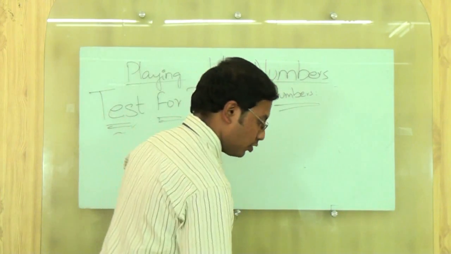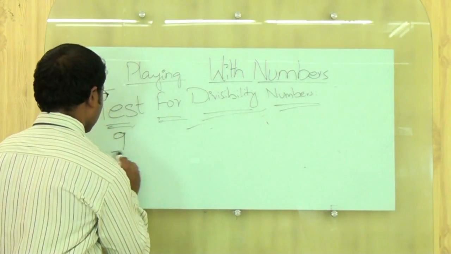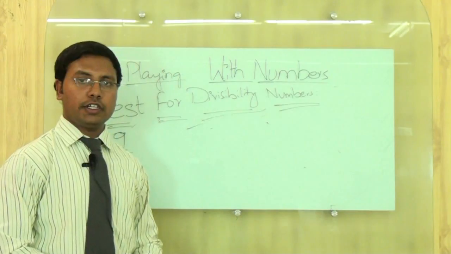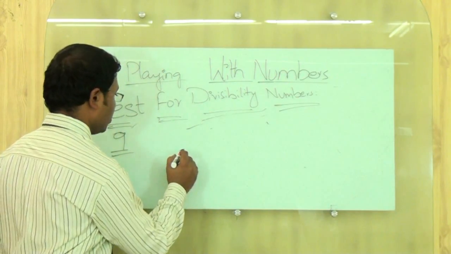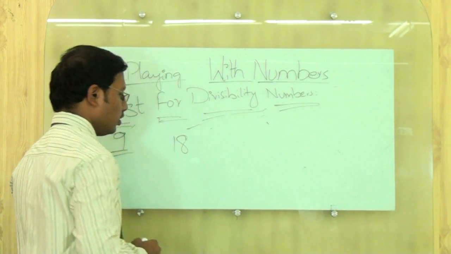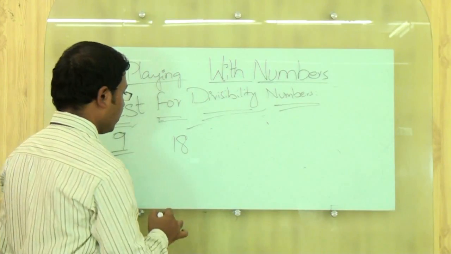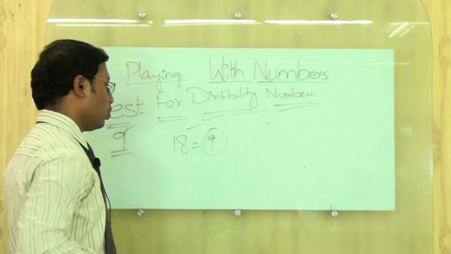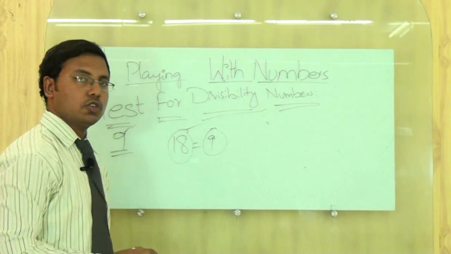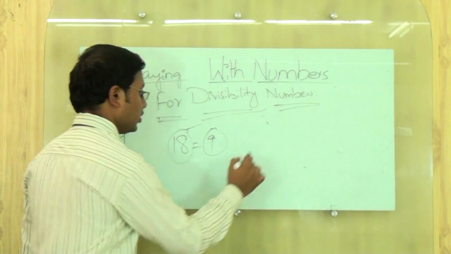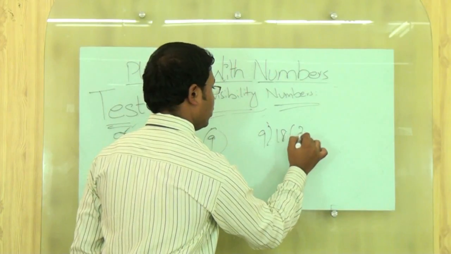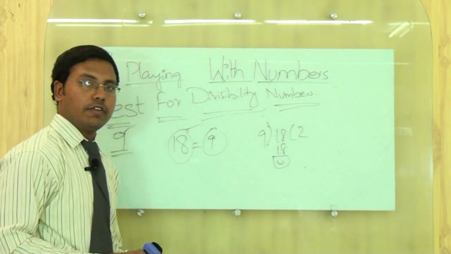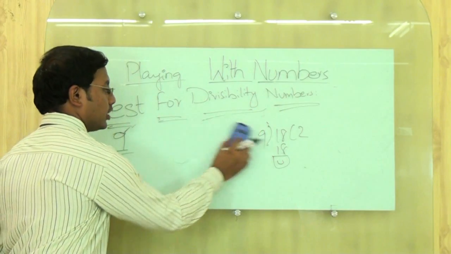Next, the test for divisibility for 9. It is just similar to the test for divisibility for 3. Suppose we take the number 18. We add these two digits, 1 plus 8, and the result is 9. Since 9 is divisible by 9, the number 18 is divisible by 9. We check here, 9 with 18, 9 2s are 18, 0. Hence 18 is divisible by 9, and the condition is satisfied here.